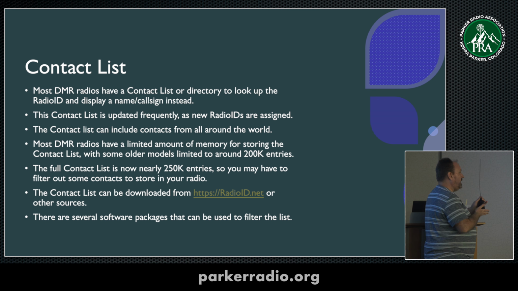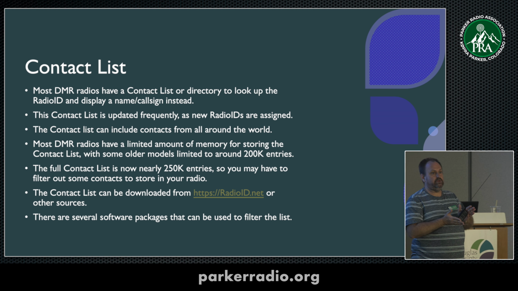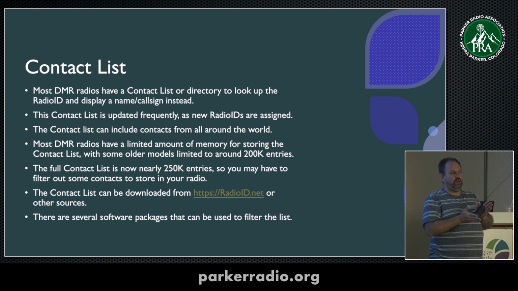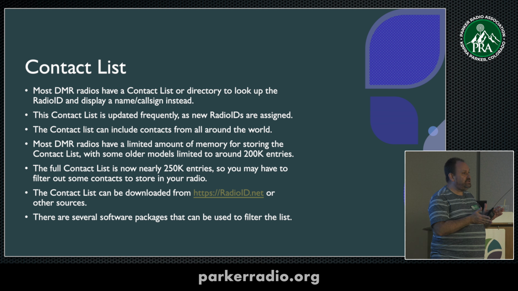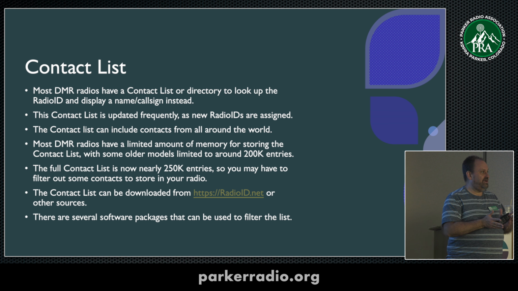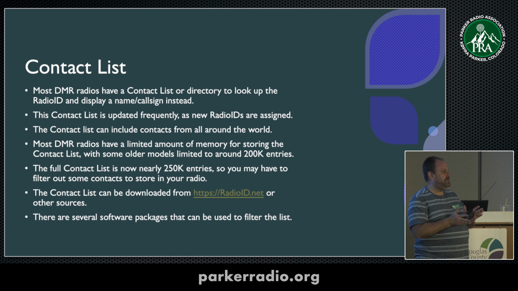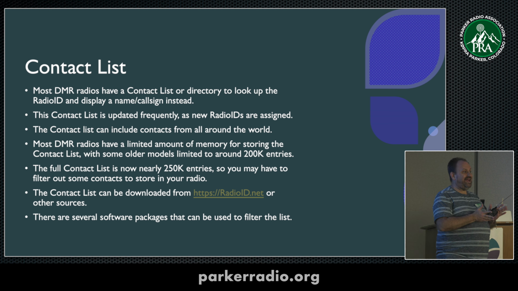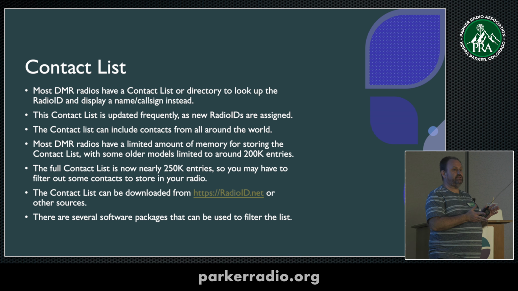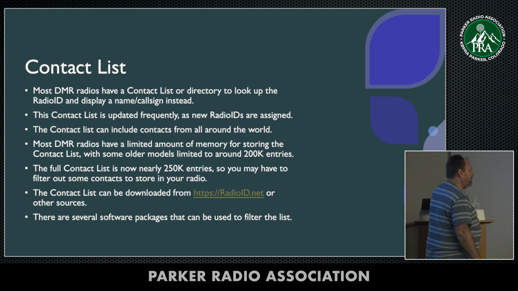Now, I've had my 878 for a couple of years. I have the V1 model, and this only has enough memory in it for 200,000 contacts. 200,000, which is not enough. There are now almost 250,000 in the contact list. So I cannot store the entire contact list in this radio. So I have to find a way to filter out which contacts I want and which I don't.